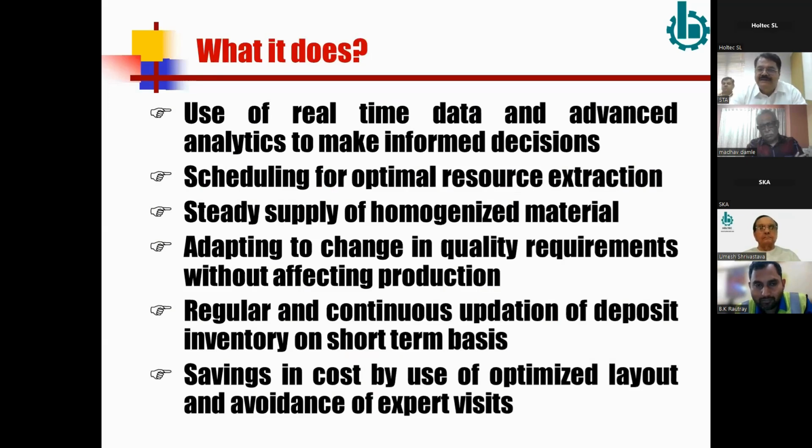So what does short-term mine planning use? Basically, it uses real-time data and advanced analytics to make informed decisions. The scheduling is carried out for optimized extraction, for a steady supply of homogenized material, because that is very important. The variations in the material may cause some fluctuations in the operation also. This quickly adapts to the changes in the quality requirement without affecting the production, because you have alternate schedules.